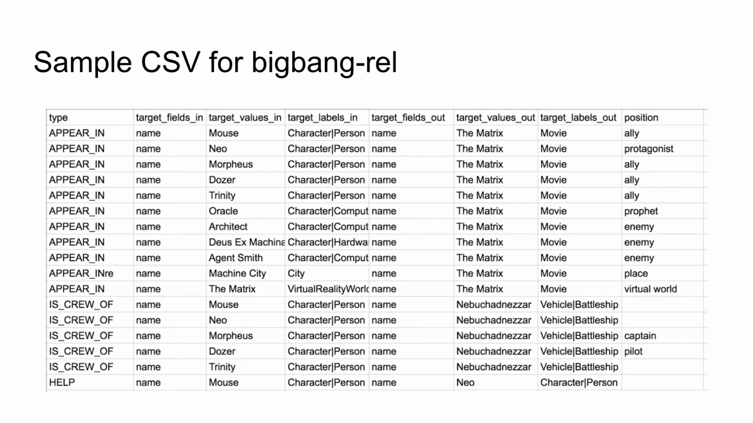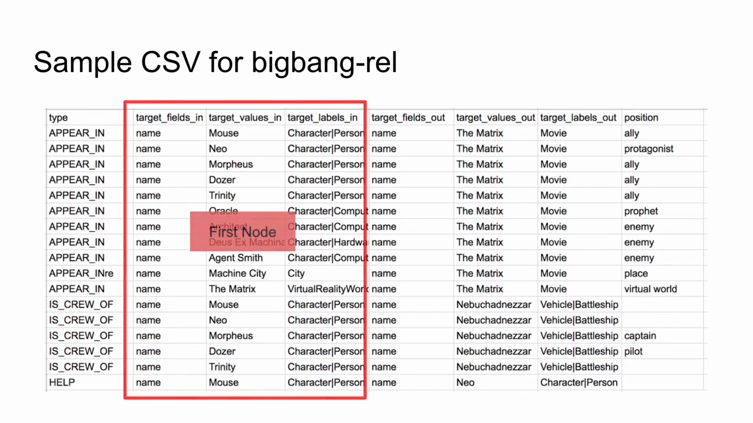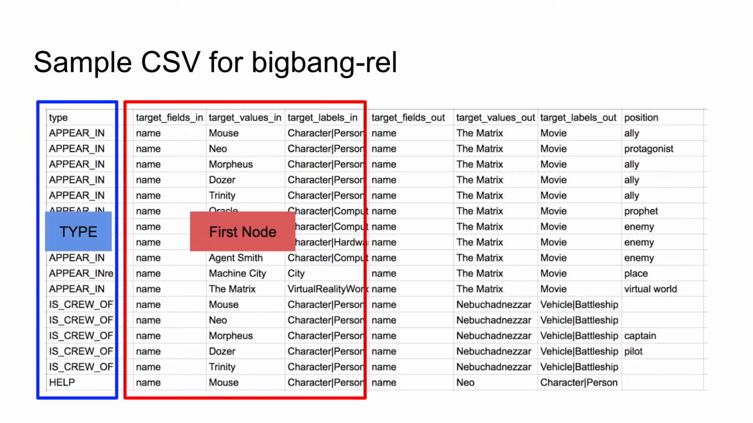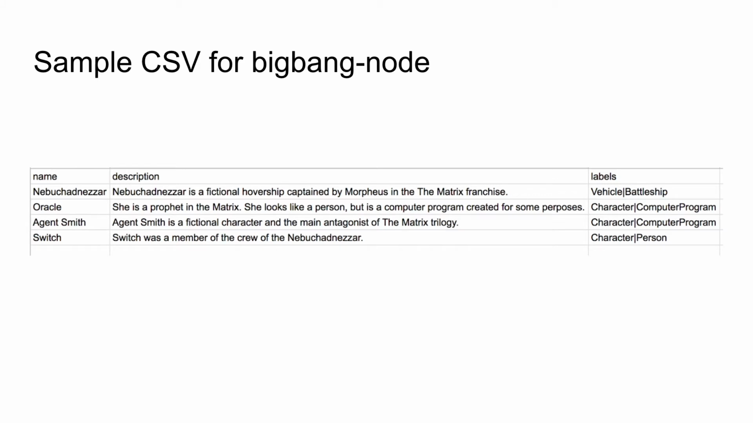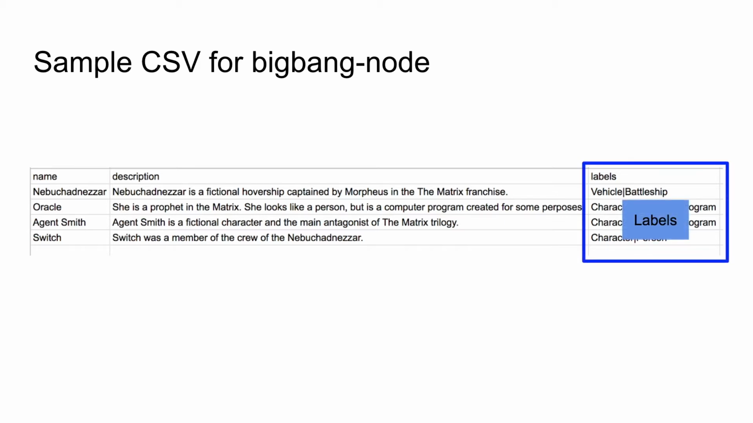This is a sample relationship CSV for the Bigbang rel command. There are sections for the first nodes, types of relationships, and the second nodes in each line. This is a sample nodes CSV for the Bigbang node command. There is a labels field. Everything else will be properties on the nodes. Now, I'm going to show you the demo.